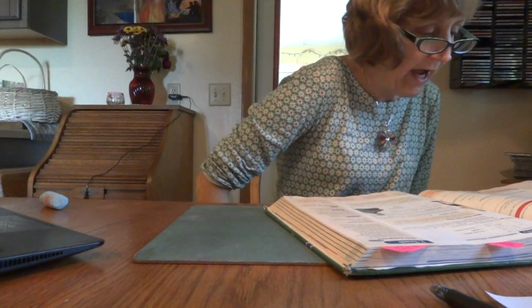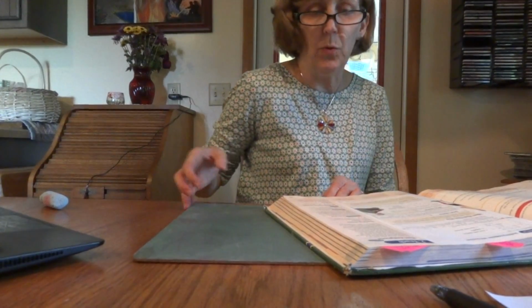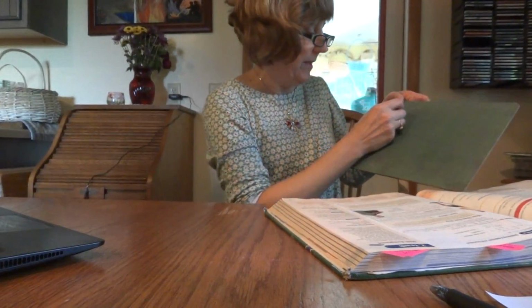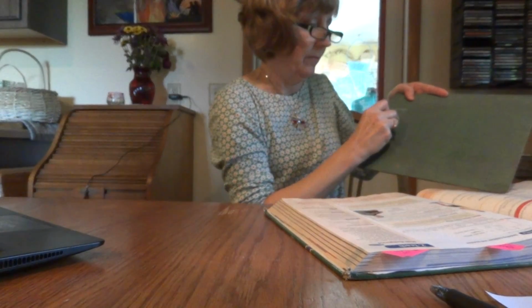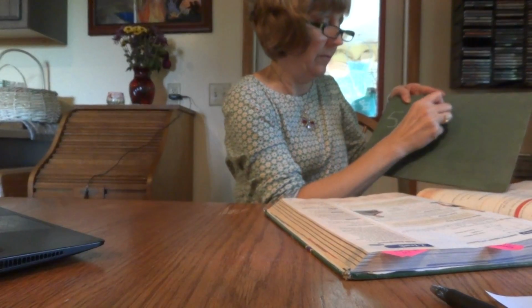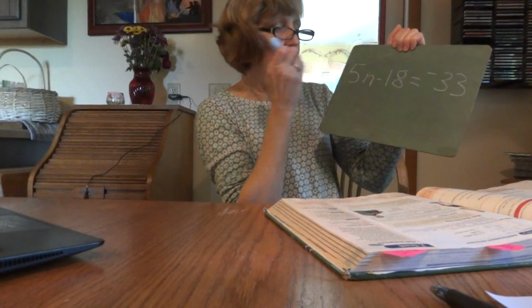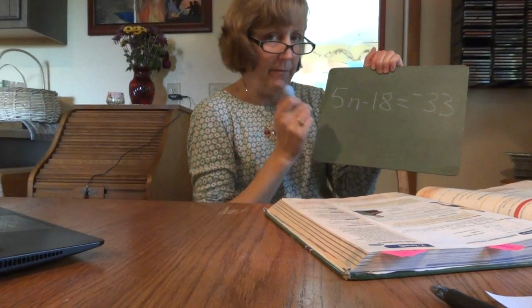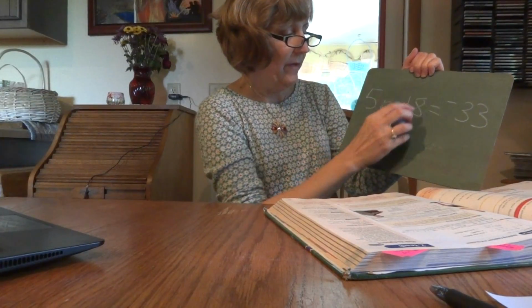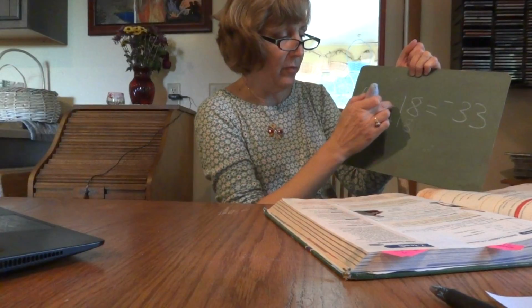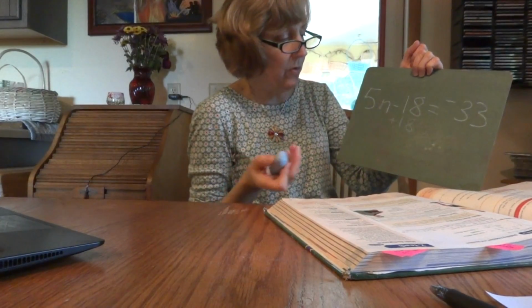So let's look at example 1. It says solve 5n minus 18 equals minus 33. I'll write that down. First thing we've got to do is undo the subtraction. Remember, the goal is to get the n by itself. So let's get rid of that. We've got to undo it. So we're going to add 18, because remember, minus 18 plus 18 is 0.